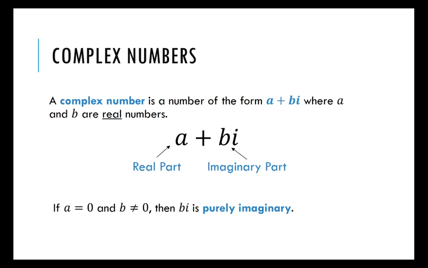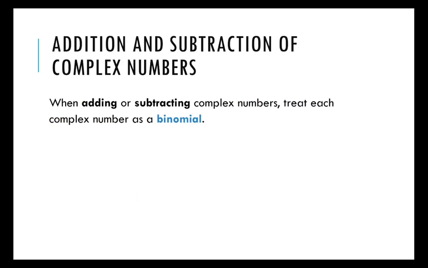And once again, if a is equal to 0 and b is not equal to 0, then bi is purely imaginary. And if a is not equal to 0 and b is equal to 0, then a is purely real. When adding or subtracting complex numbers, we're just going to treat complex numbers as binomials. And then you're going to treat i the same way you would x. That is, if you have 2i plus 2i, those are like terms, and you would really get 4i.